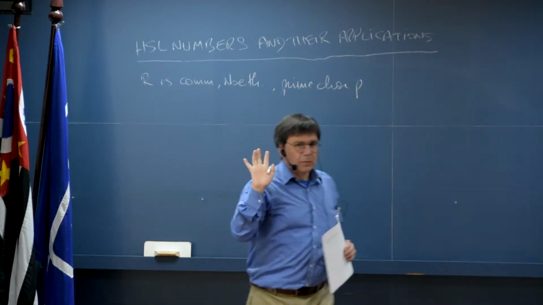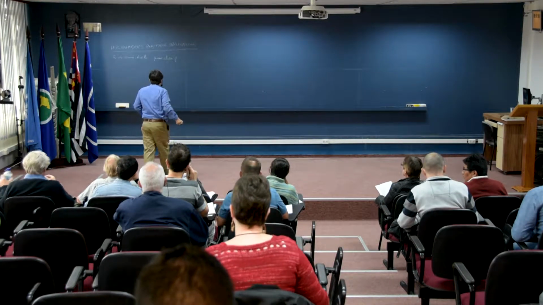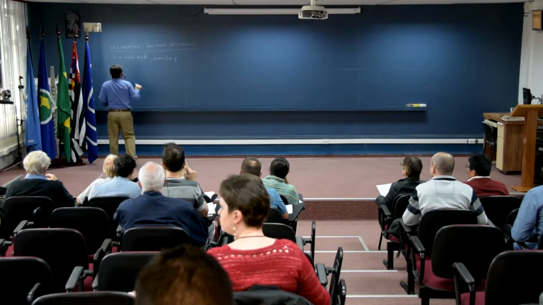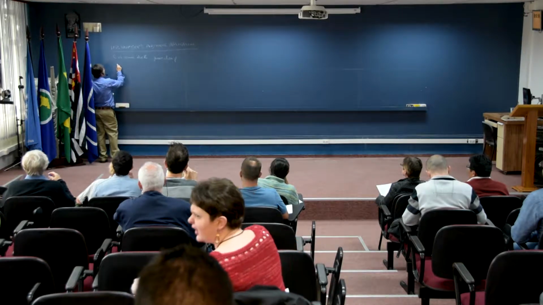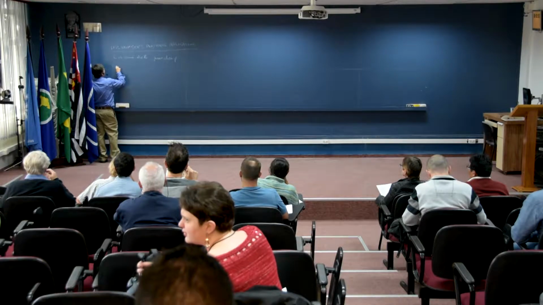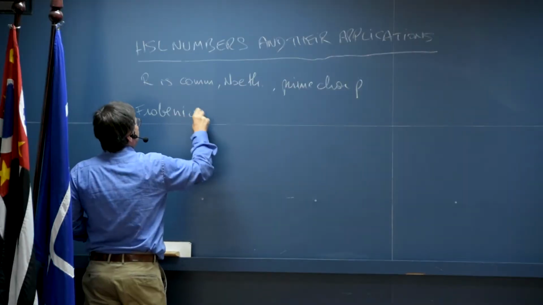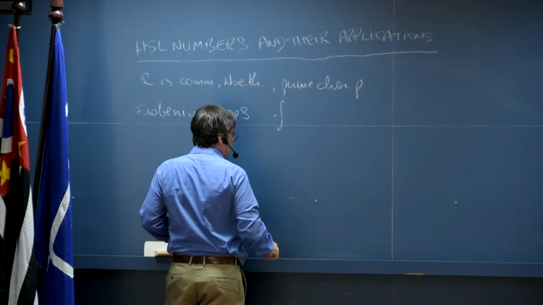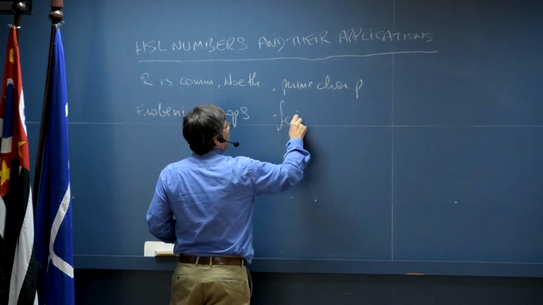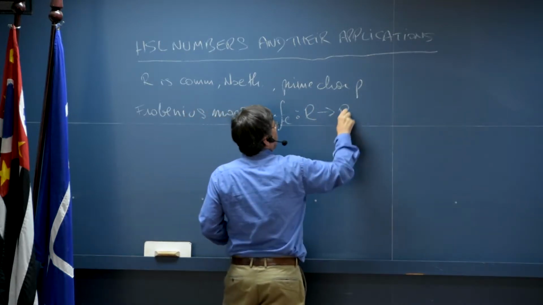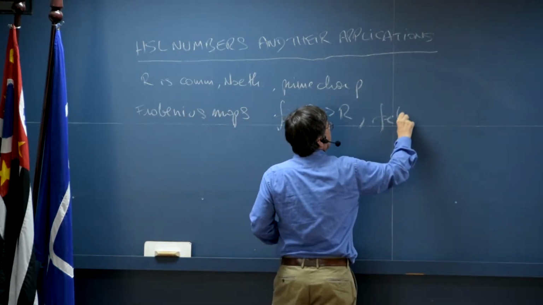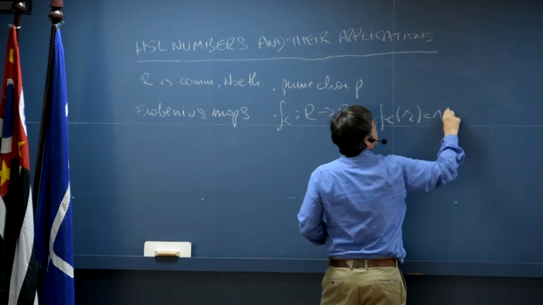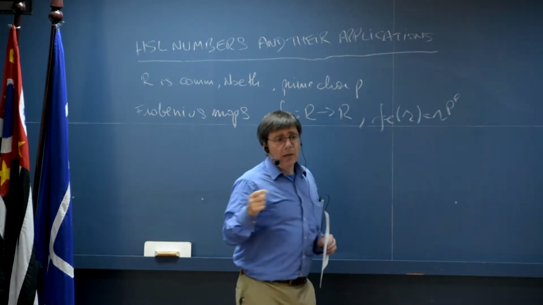So why do people like looking at rings of prime characteristic P? They come automatically equipped with extra structure. So we have Frobenius maps, which I'm going to call F^e, that go from R to R, and they raise things to the P to the e powers. And this is a ring homomorphism.